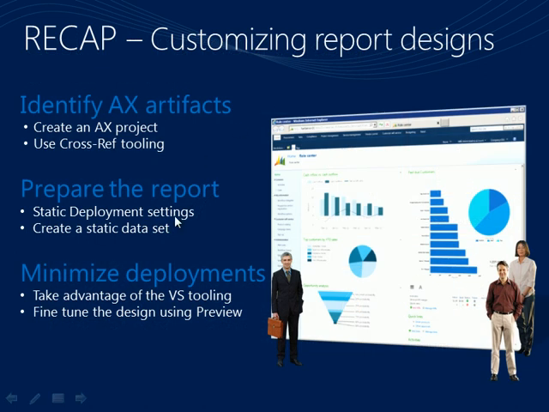So, quick recap. When you're going to work on customizing report designs, the first thing you want to do is identify the AX artifacts. Create yourself a project, use the tooling to identify everything related to the report solution. Second, you want to prepare the report. Make sure you turn off the static deployment settings and go take the time to create yourself a static data set. It'll save you time in the long run. Third, minimize deployments. Take advantage of the tooling and use it to fine-tune your design before actually going through the deployment process. Well, I checked the clock, and that's all I've got.